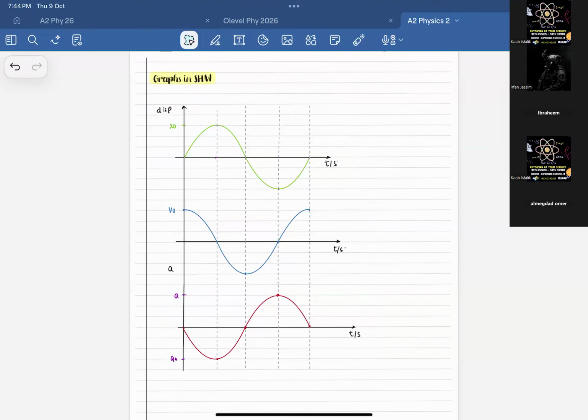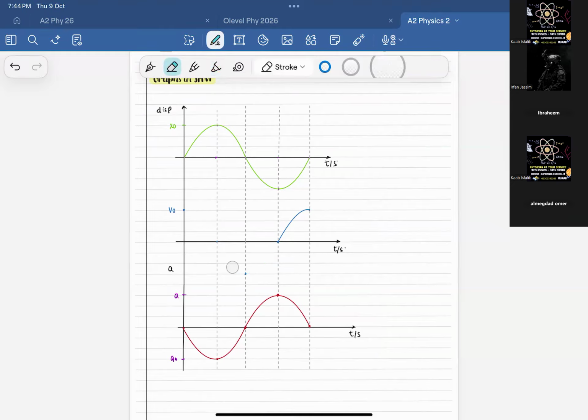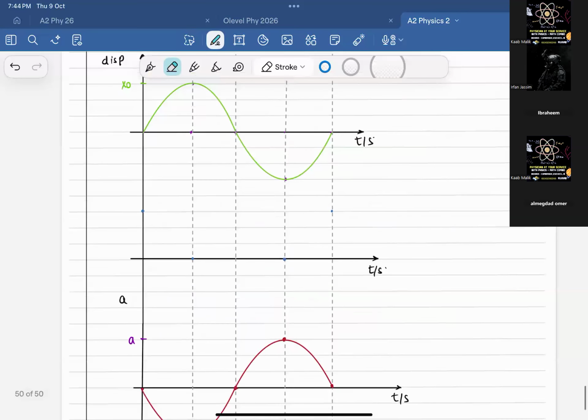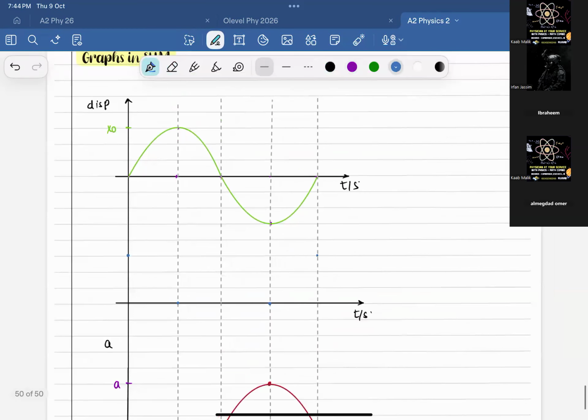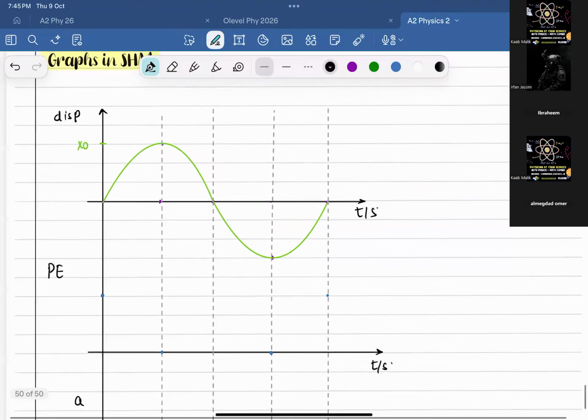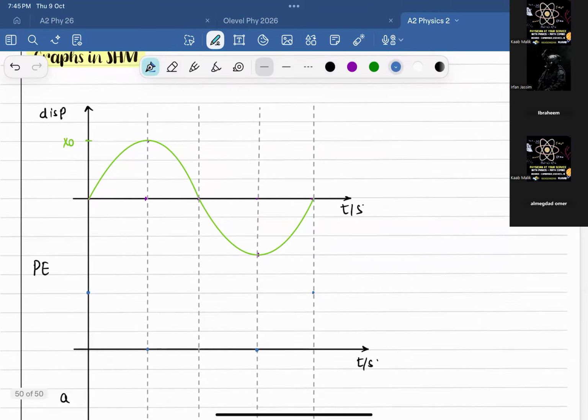So let's first consider the displacement graph, and I'm using that graph to draw the energy graph. So now this is going to be the energy graph. This is displacement and then potential energy. So this is the graph for the potential energy. Potential energy will be minimum at the minimum position.